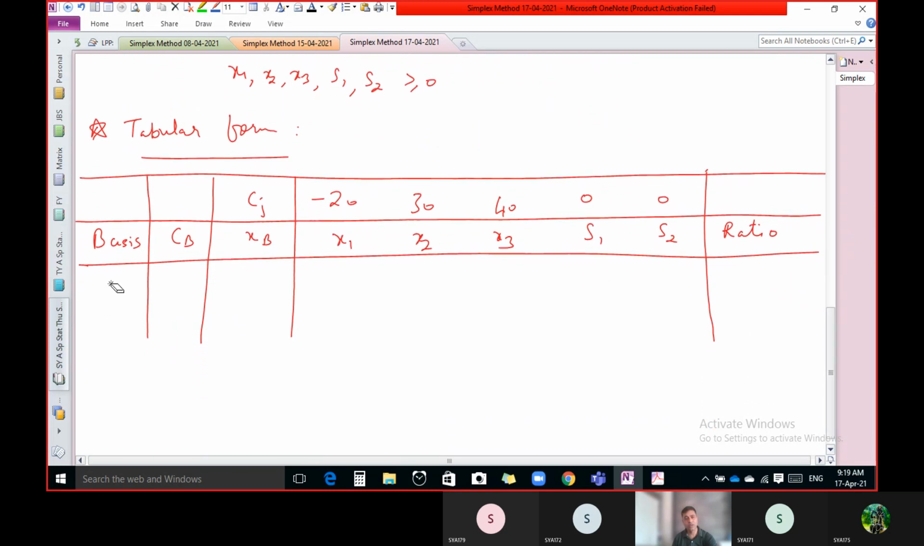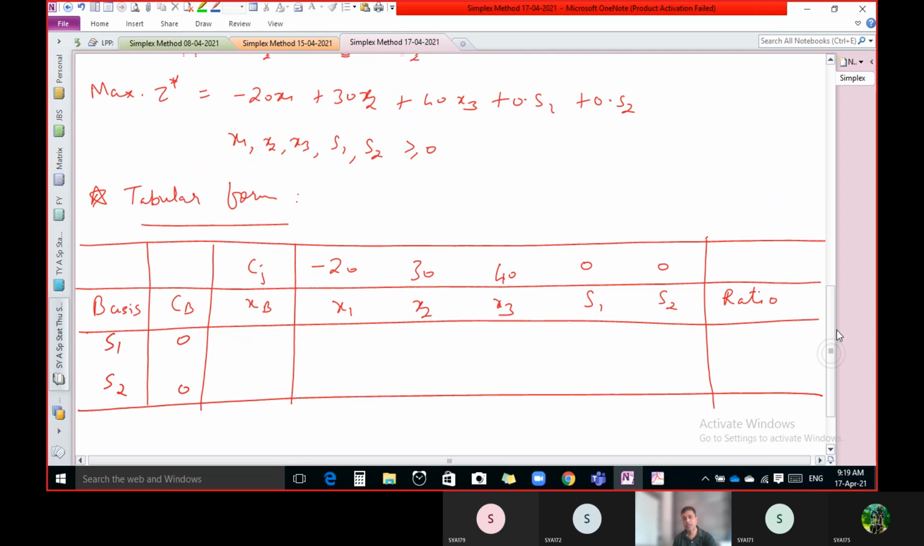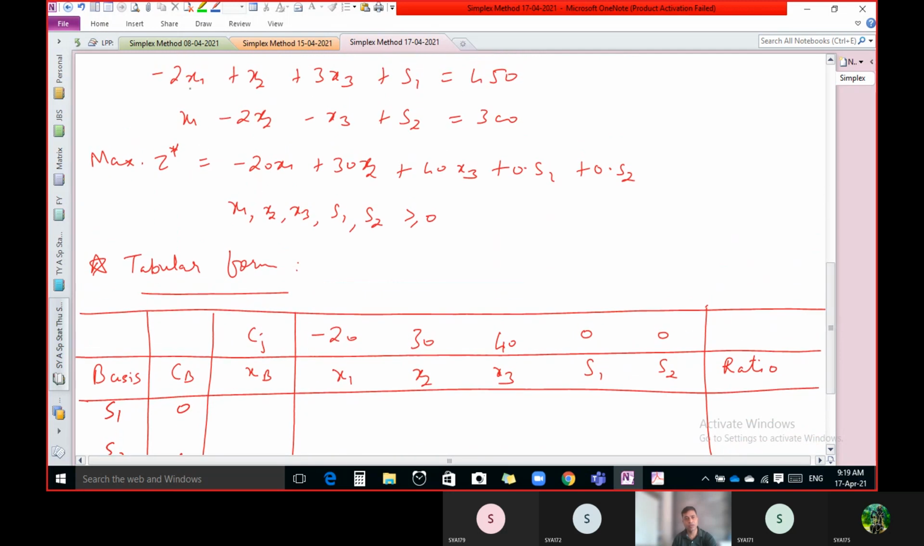write this column. Here we have to write the slack variables. First of all, we have to write the slack variables in the first table of the simplex method, and the coefficient of s1 and s2 is 0 here. Now how to write this? You have to use your first equation. The coefficient of x1 is what? Minus 2. So we have to write here minus 2. Then 1. Then 3. Then s1's coefficient is 1. There is no s2, 0. And this 450 you have to write here.